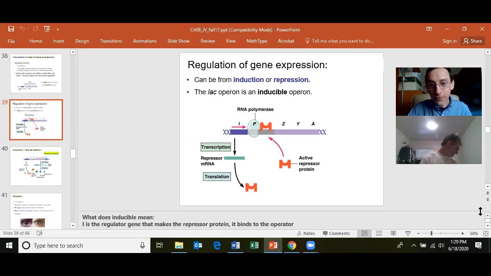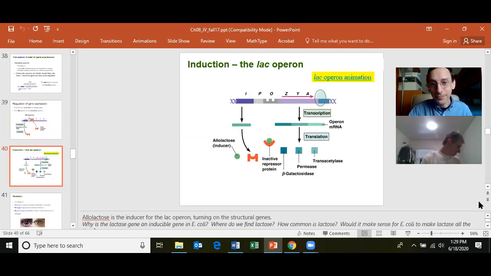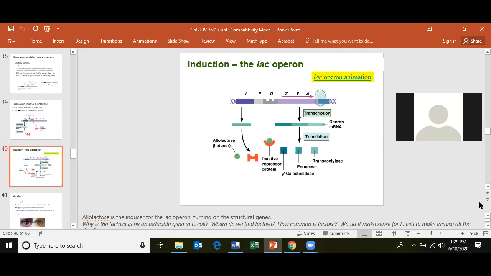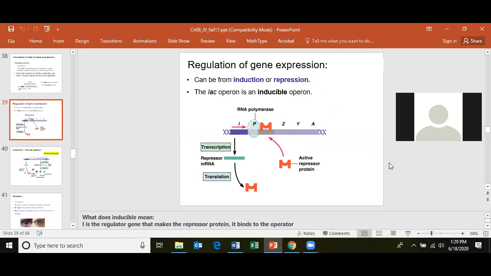Okay, Angeline, do you have a guess? What happens to the repressor protein in this situation when allolactose is around? Angeline's not going to guess. How about Sierra? Do you want to guess? Come on, Sierra, don't be shy. All right, Sierra's not guessing. How about Alejandra? Alejandra, do you have a guess as to what happens to the repressor protein? JC, do you want to guess?